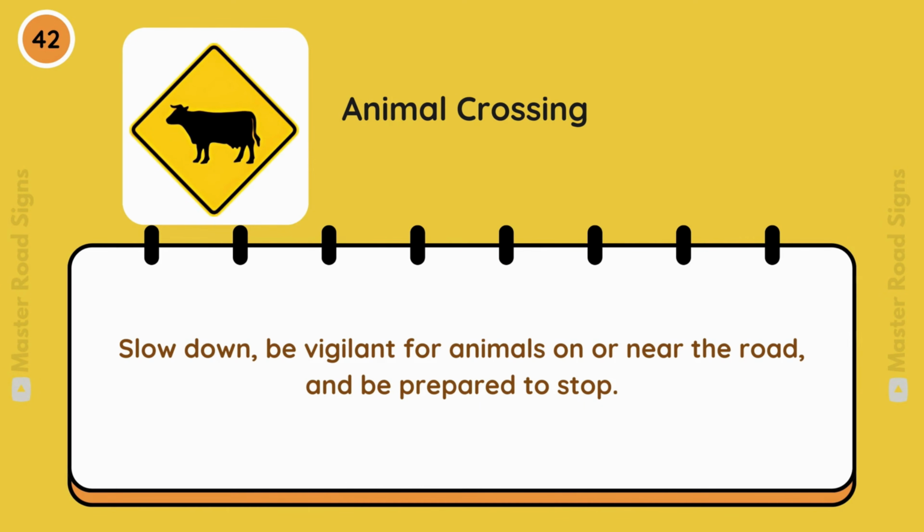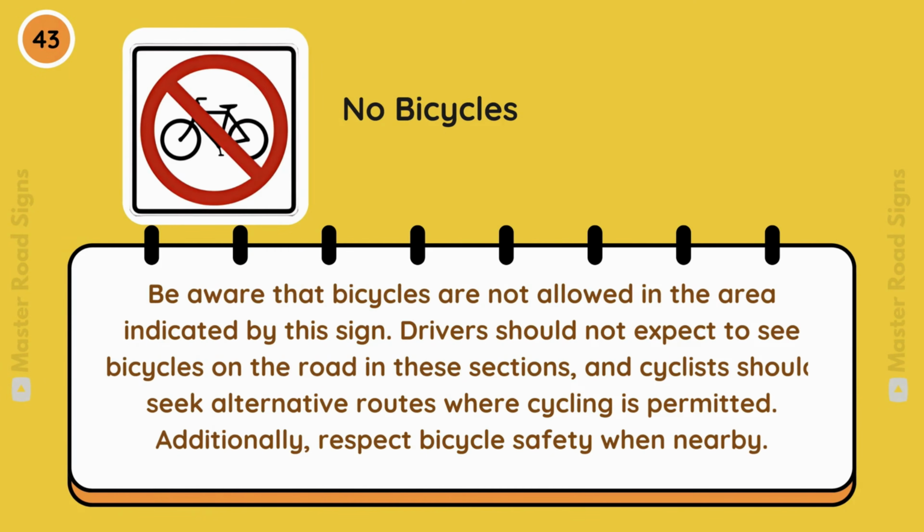Animal crossing sign. Drivers should slow down, be vigilant for animals on or near the road, and be prepared to stop. No bicycle sign. Drivers should be aware that bicycles are not allowed in the area indicated by this sign.